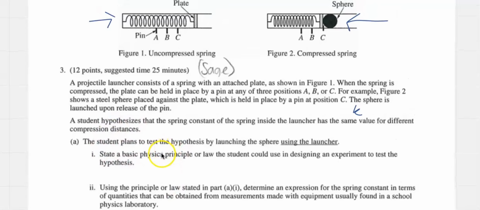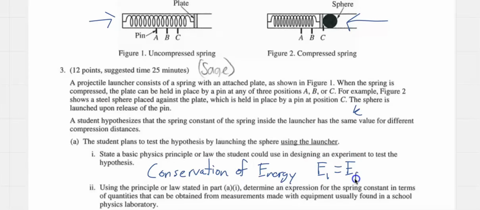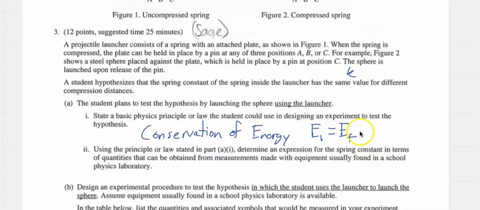So for part A1, state a basic physics principle or law the student could use in designing an experiment to test the hypothesis. Since friction is not mentioned, we can assume that friction is negligible and therefore energy is conserved. So, conservation of energy, or this equation, energy initial equals energy final, would also do.